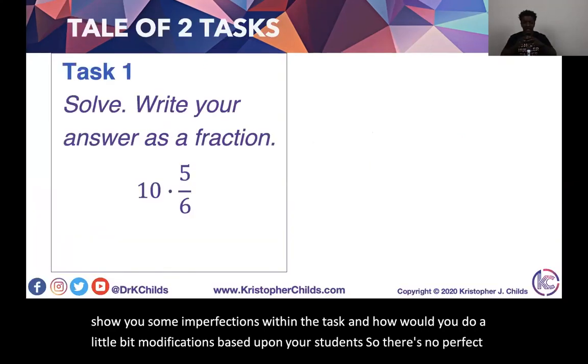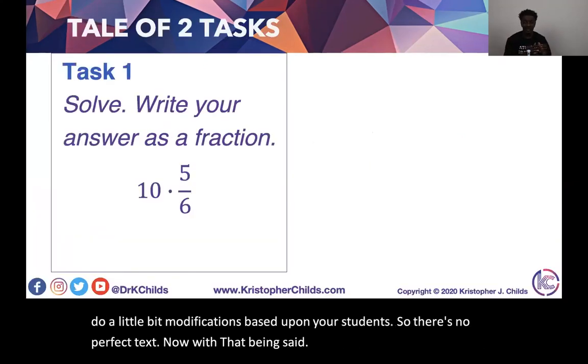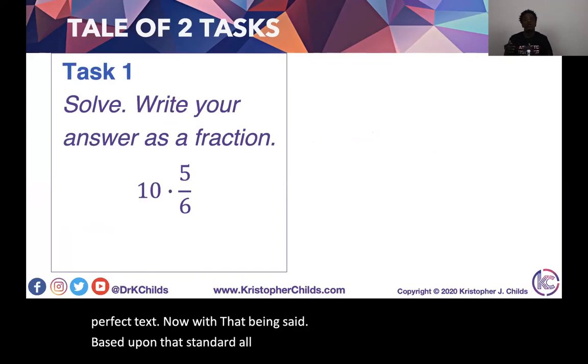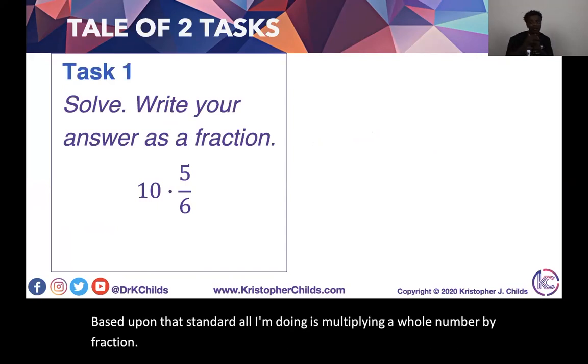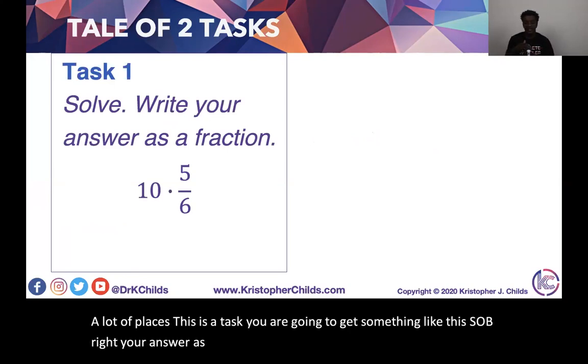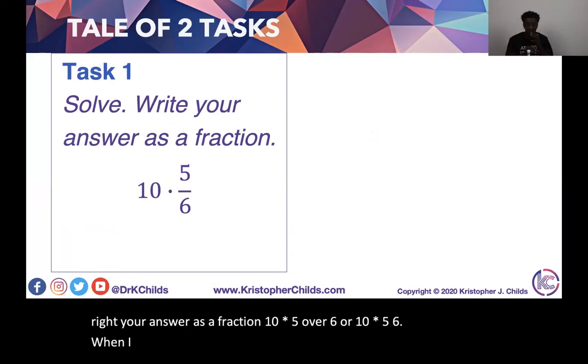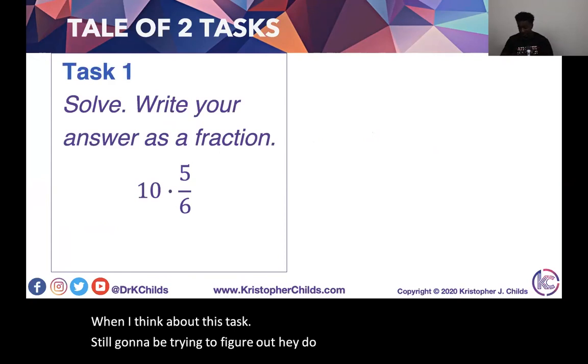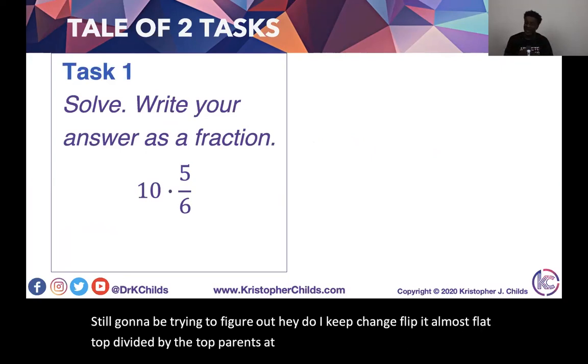Now, with that being said, based upon that standard, all I'm doing is multiplying a whole number by a fraction. In a lot of places, this is the task students are going to get, something like this. Solve. Write your answer as a fraction: 10 times 5 over 6. When I think about this task, students are going to be trying to figure out, hey, do I keep change flip it? Do I multiply the top? Do I divide the top? Parents at home trying to help their kid: do we add them? Do we find a common denominator?